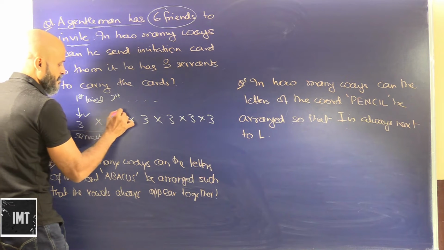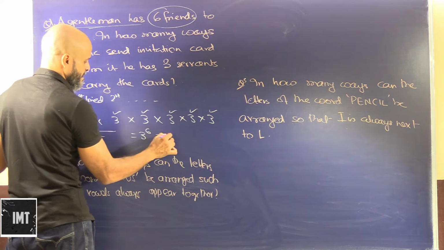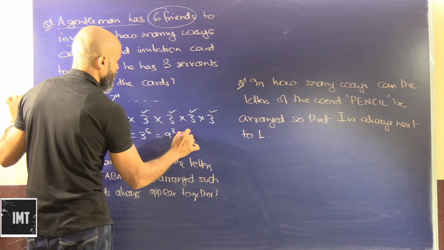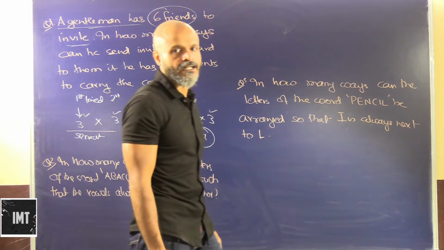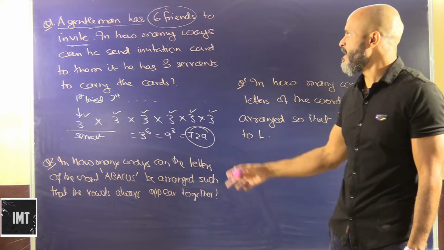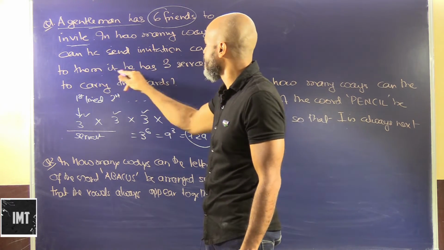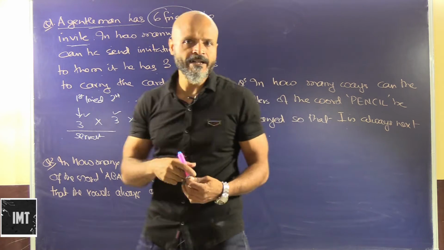Okay, so 3 into 3 into 3 into 3 into 3 into 3, that will be how much? 3 to the power of 6, that's basically 9 to the power of 3. 9 9s are 81, 81 into 9, that is 729. So this is the total number of ways that he can send it. So that is basically 729 ways.